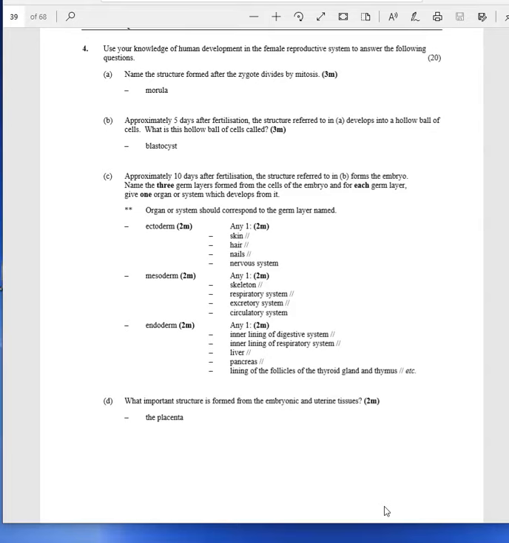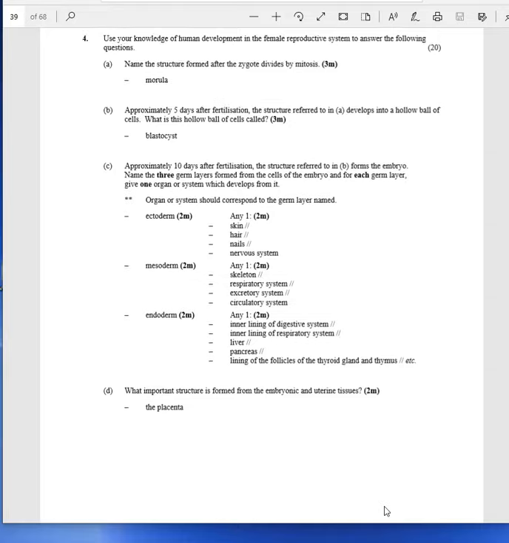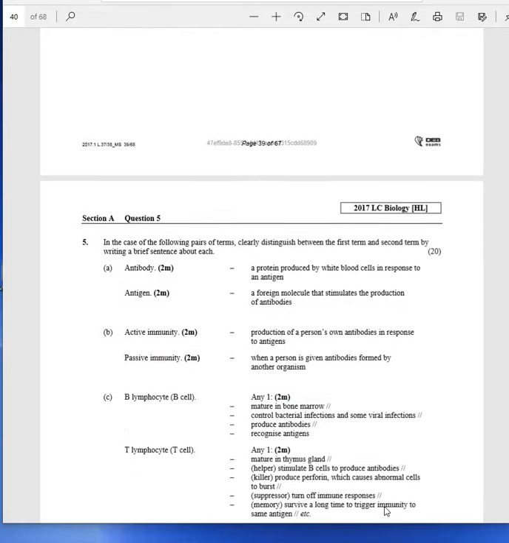And then your mesoderm is the middle section or chunk of you. So in that middle section between your skin and all the linings, you will find your skeleton and all your other systems. So you could list respiratory, excretory, circulatory, digestive system, etc. It says what important structure is formed from embryonic and uterine tissues. So that's your placenta, and that's how your baby is attached to the lining of the womb and gains all its nutrition, etc.